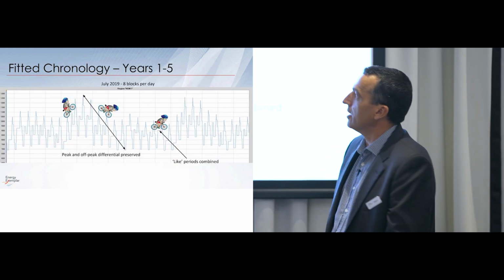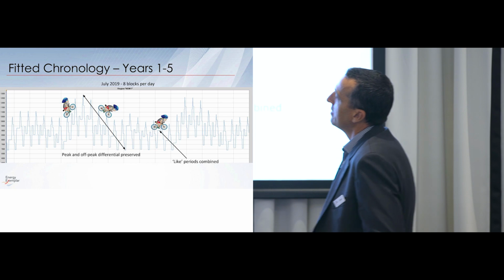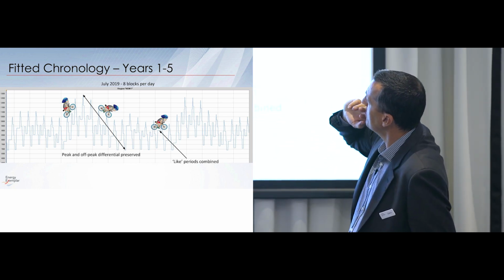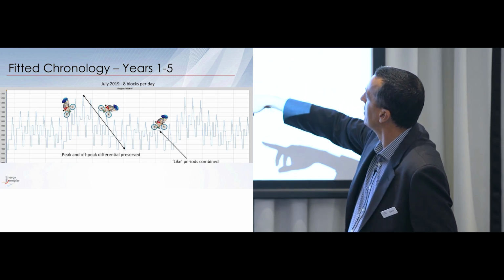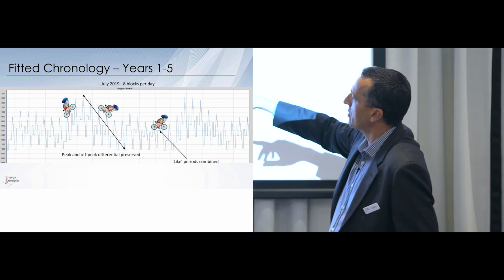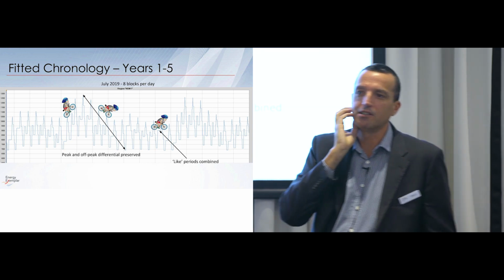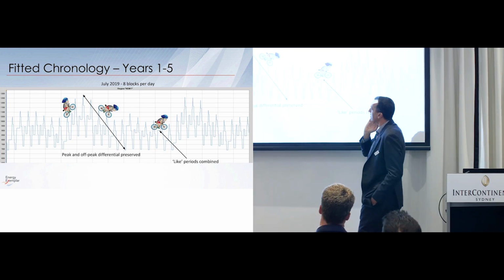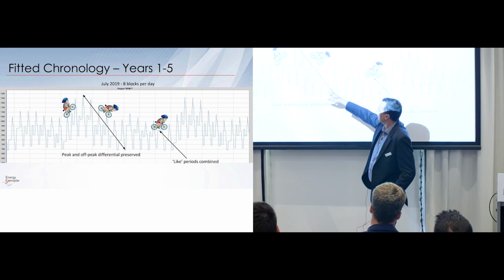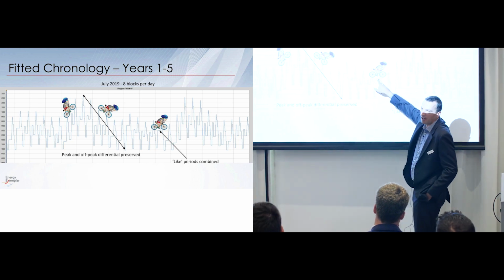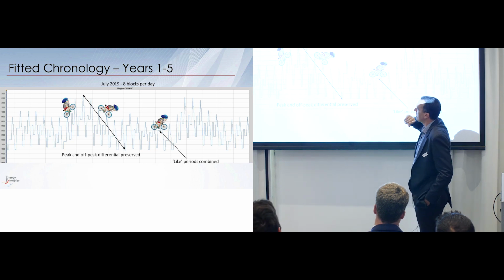So what does it look like? So this is the 8 blocks per day. I picked a month, July 2019, 8 blocks per day. So you can see it looks almost like a full resolution demand curve. And the algorithm preserves the peak and off-peak, but it combines like periods together to save computation.